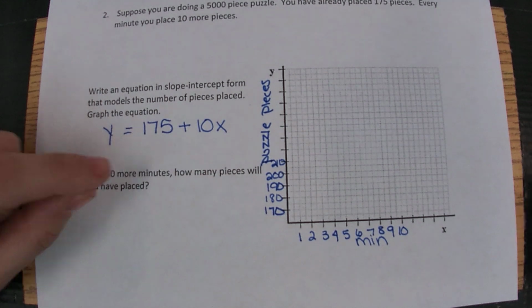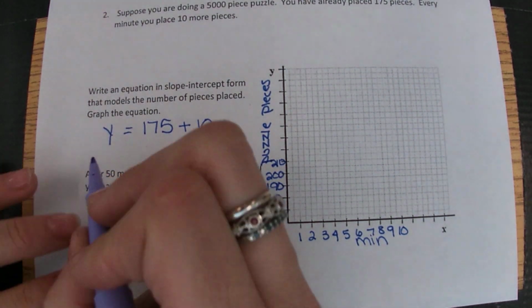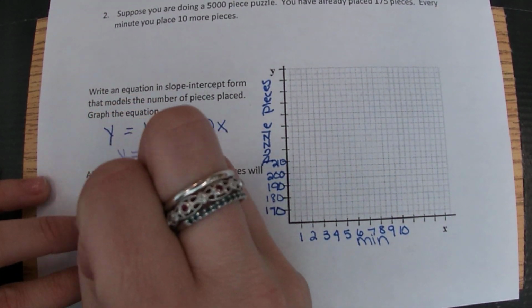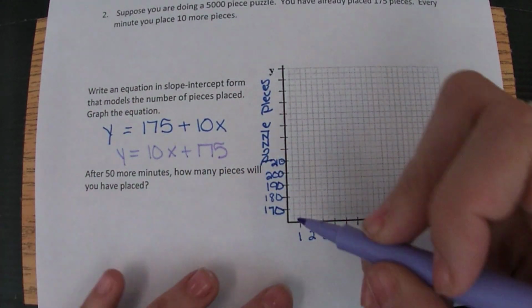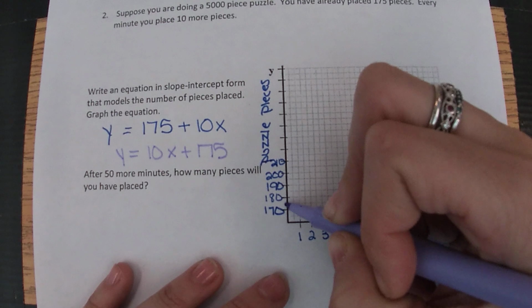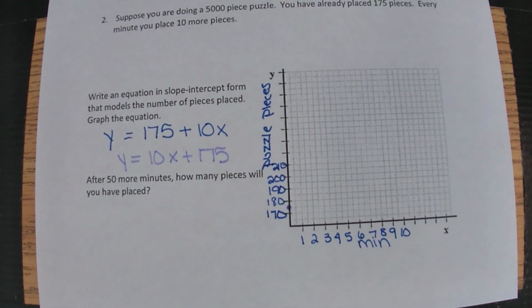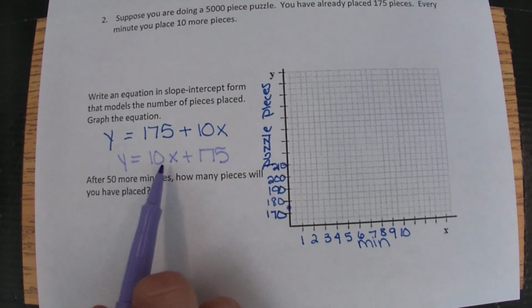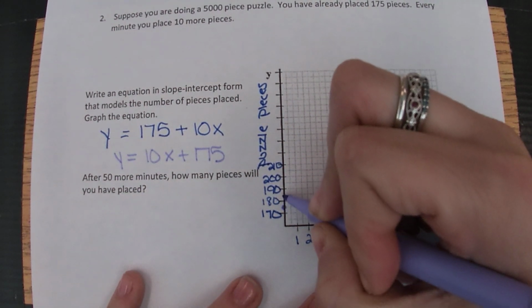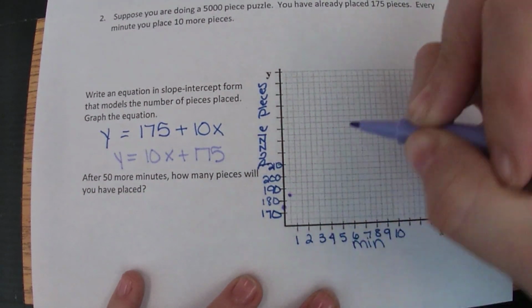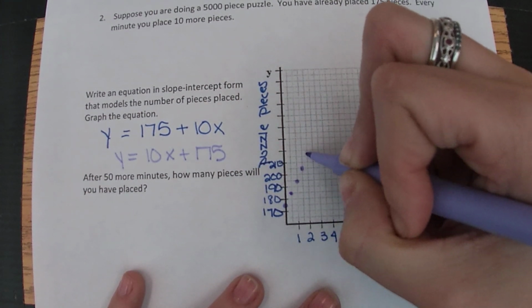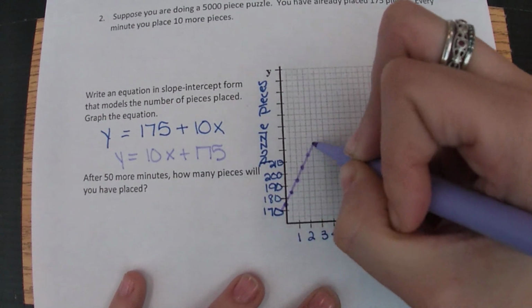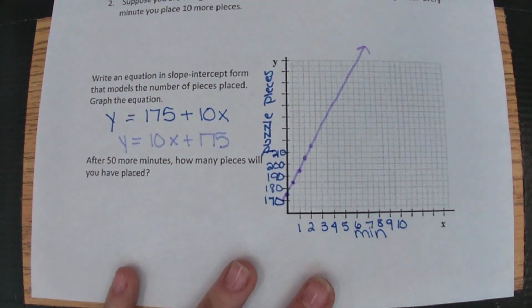Okay, so if I want to graph this, if I rewrite this into really truly slope-intercept form, I'll have 10x plus 175. So I want to start on my y-axis at 175, so right in between 170 and 180. And I want to go up 10 over 1. So up 10, this is up 5, up 10 over 1. Up 5, up 10 over 1. And here's what my graph will look like.